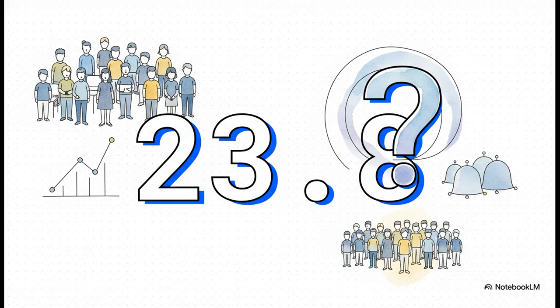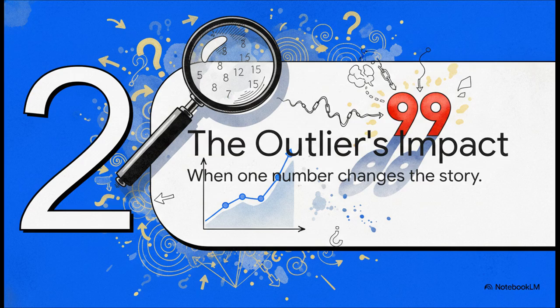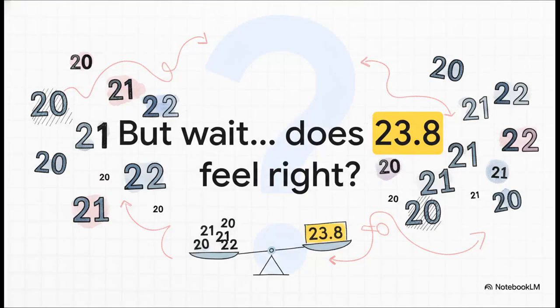Or is it? Okay, but this is where the story gets interesting, because it turns out just one number can completely change the story and paint a picture that isn't quite accurate. So let's just pause for a second and use our gut check here. Think back to that list of ages, all those 20s, 21s, and 22s. Does an average of almost 24 really feel right to you? Something seems a little off.